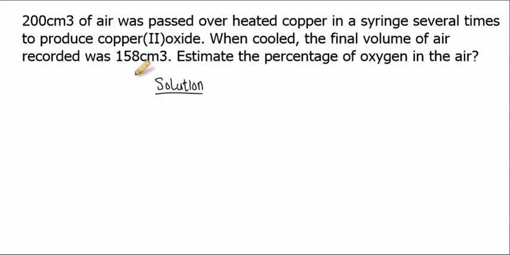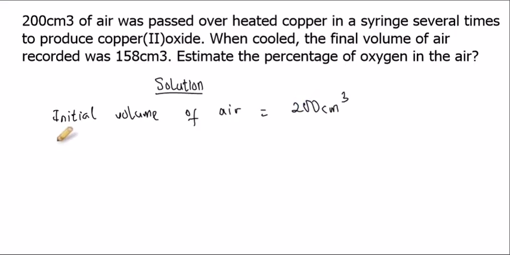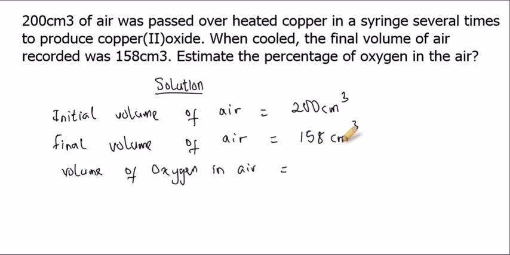The first thing now, we'll state the initial volume of air, that's 200 cm³, and the final volume, that's 158 cm³. Now the volume of oxygen in the air will be the difference between the initial value and the final value. That will be 200 cm³ minus 158 cm³, and that will be equivalent to 42 cm³.